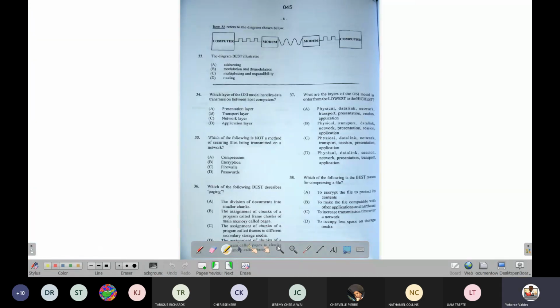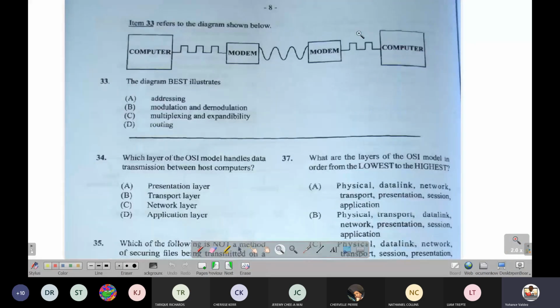33 has another diagram, and we have a computer sending out a digital signal. That digital signal is converted to an analog signal via a modem, and then we have the modem converting that analog signal back to a digital signal so that another computer can understand it. Modem stands for modulator, demodulator. So it's B.